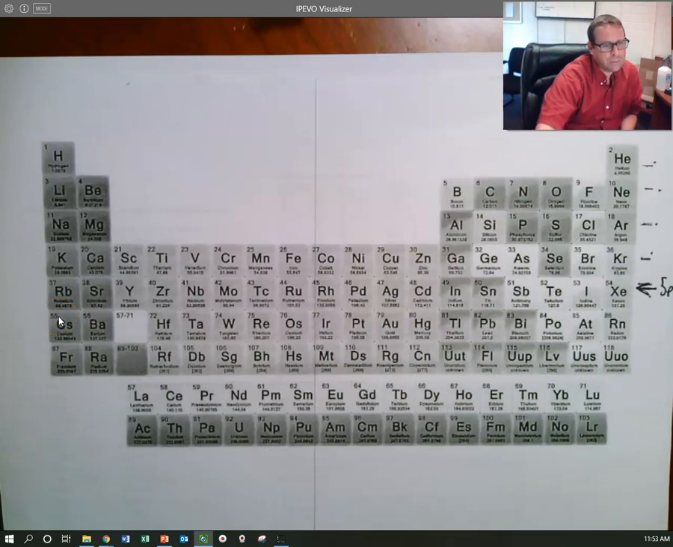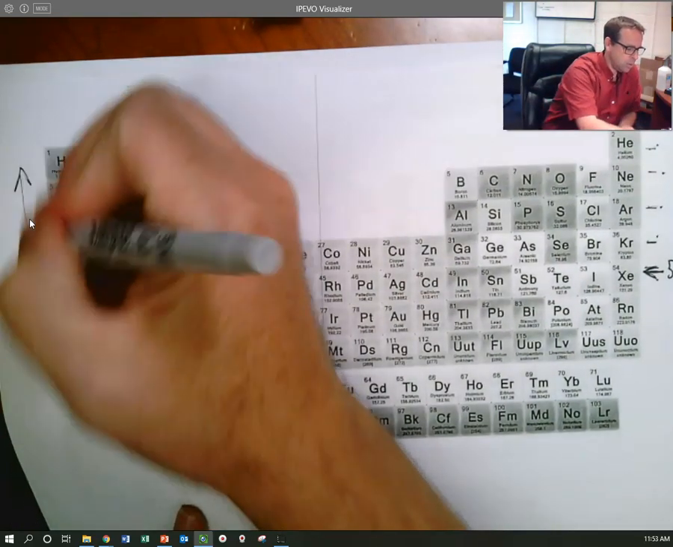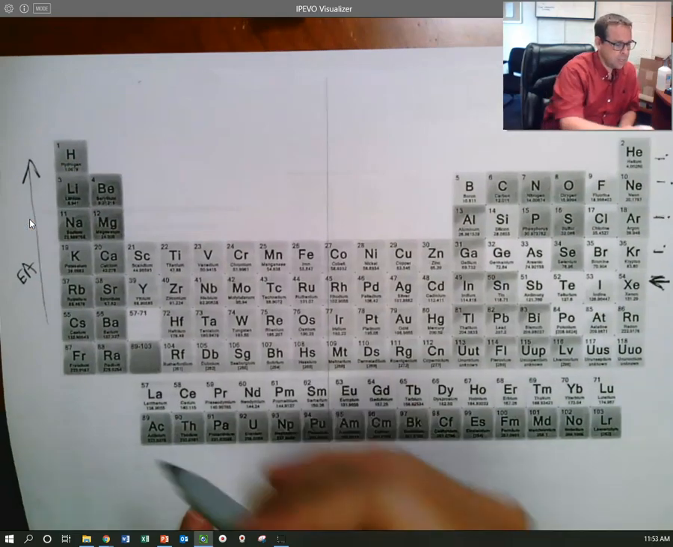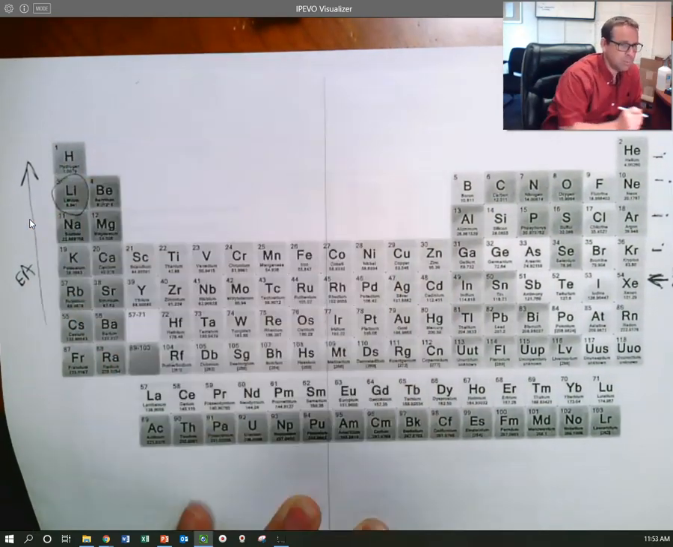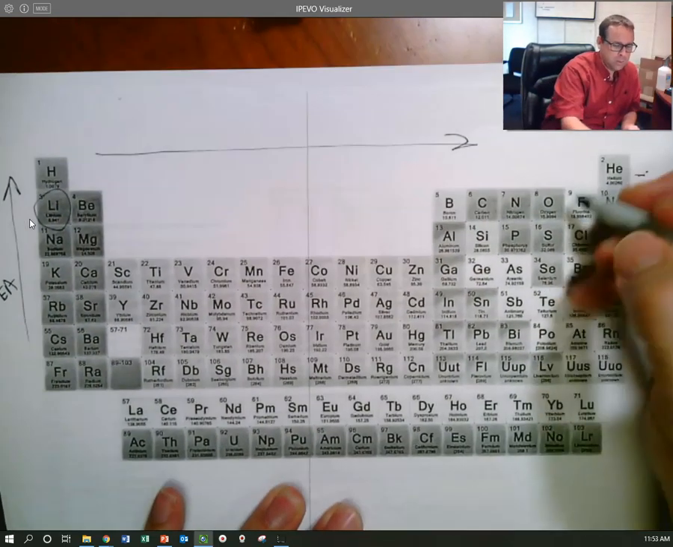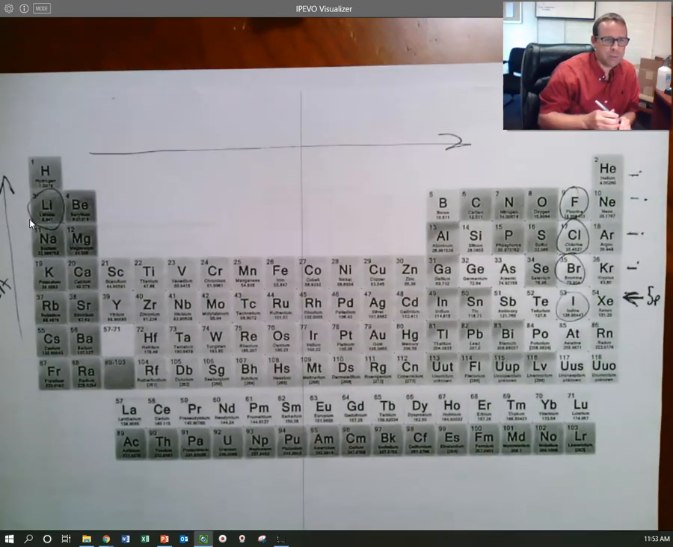Now let's compare the two. Which one will release more energy? Giving an electron to cesium or giving it to lithium? Lithium will release more. That's right. And that arrow, in terms of electron affinity, increasing as you go up, lithium releases more energy. Going to the right here, these elements release the most energy upon receiving an electron.